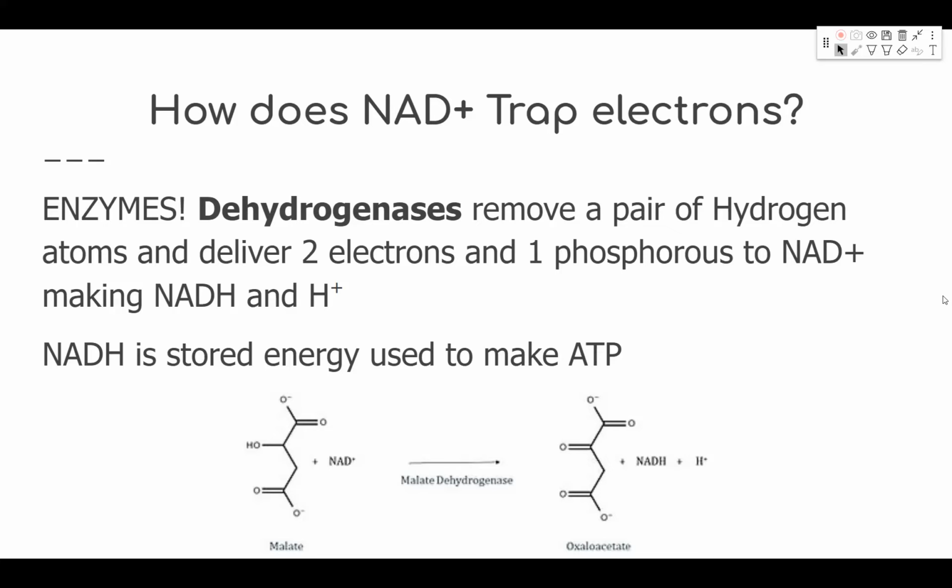So an enzyme called dehydrogenase is going to take those electrons from those glucose decomposition molecules. They're going to transfer them to NAD+, and they're going to make NADH and some extra hydrogen ions. And that energy is going to be stored in NADH. That NADH can then be used to make ATP.